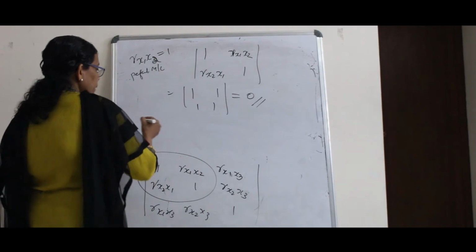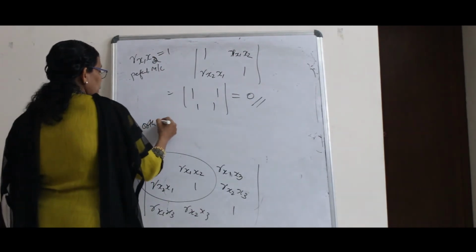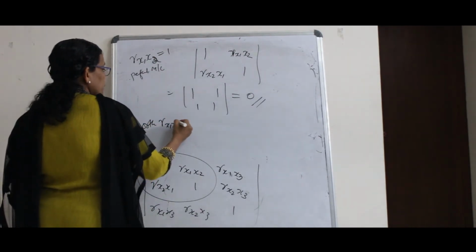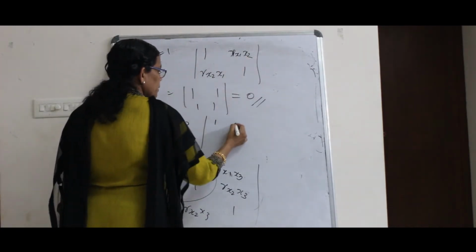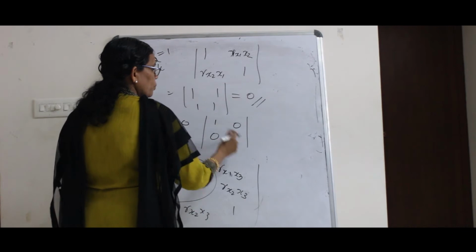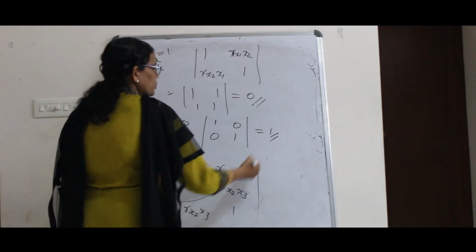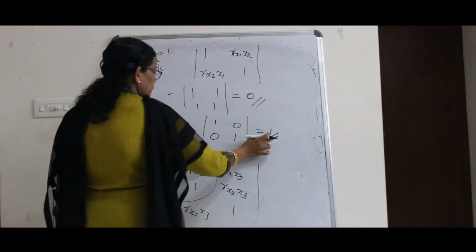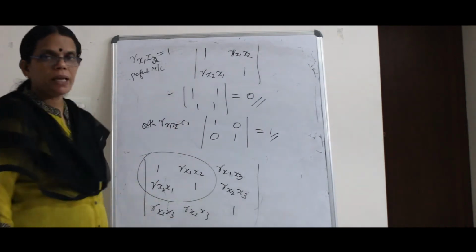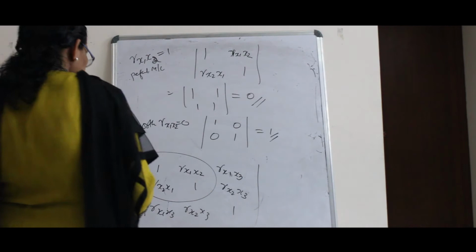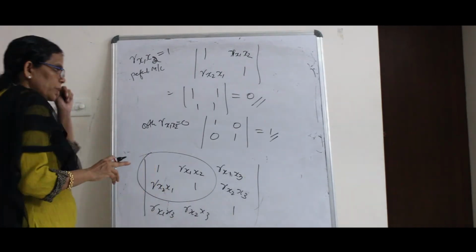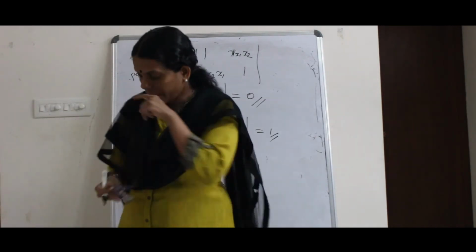And what happens in the case of orthogonality? Rx1x2 is equal to 0. So this becomes 1, 0, 0, 1. So 1 minus 0 is 1. If the determinant of the standardized matrix is equal to 1, then we say there is no multicollinearity among the variables. So that's the second test, the Farrar-Glauber test.